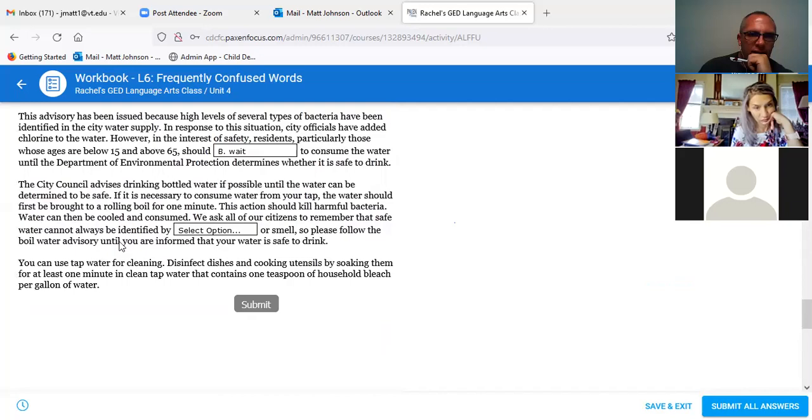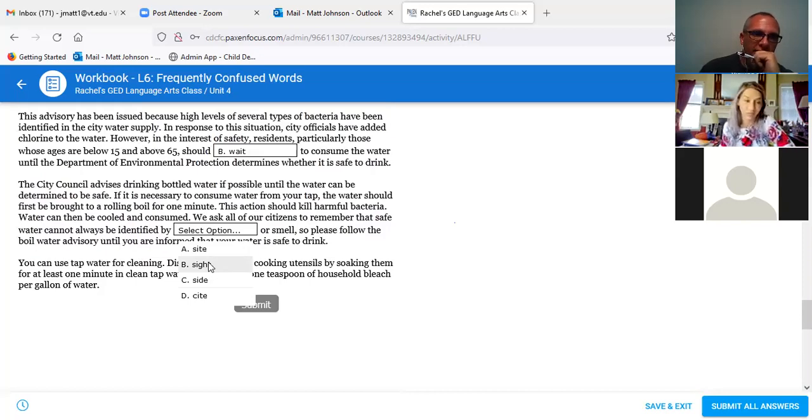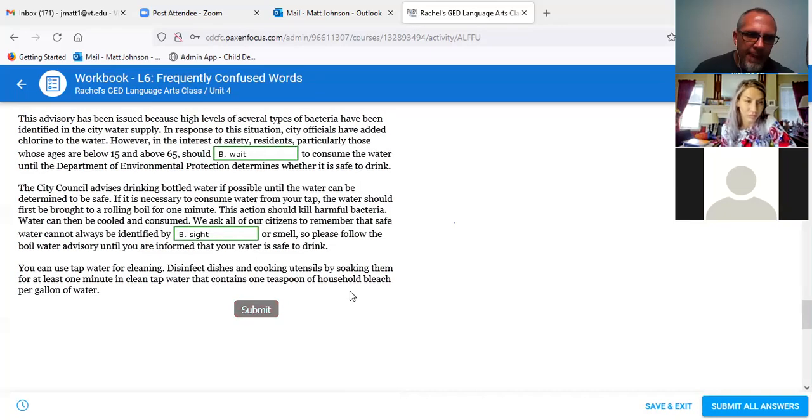And then in this one, we ask all of our citizens to remember that safe water cannot always be identified by sight. That's another one, right? Because there are three different forms of site. This is like a location, if you're on site for a movie or TV, you're shooting on site. S-I-G-H-T refers to vision. And then this is citation. So if you're citing something when you're writing a paper, or, you know, I'm citing Abraham Lincoln, that would be C-I-T-E. Okay.